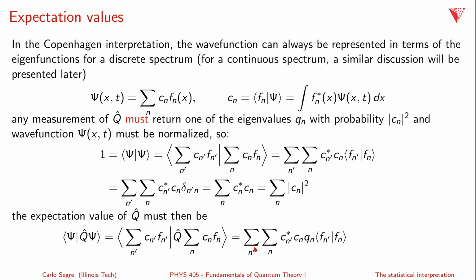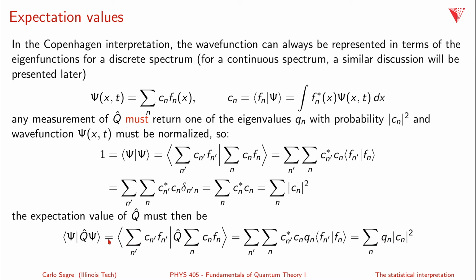So you have the sum over n', sum over n, C_n'* C_n times q_n times the inner product of S_n' and F_n. Again, this is going to be a Kronecker delta, so this just becomes the sum over n of q_n times the modulus squared of C_n. Now what this is basically is a weighted average of the eigenvalues of q.